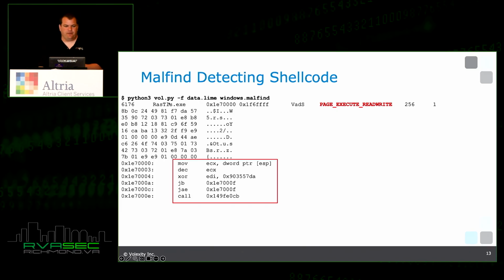In this case, we're finding PlugX. So the RAS-TLS process is saying, hey, there's a memory region that's page execute, read, write. That doesn't make sense. It has all the bits set. Code should be not writable, and data shouldn't be executable. And then furthermore, it's pointing out the fact that there's shellcode at this region. So again, without looking at VAD info yourself, you run one plugin, and the shellcode pops out right away.